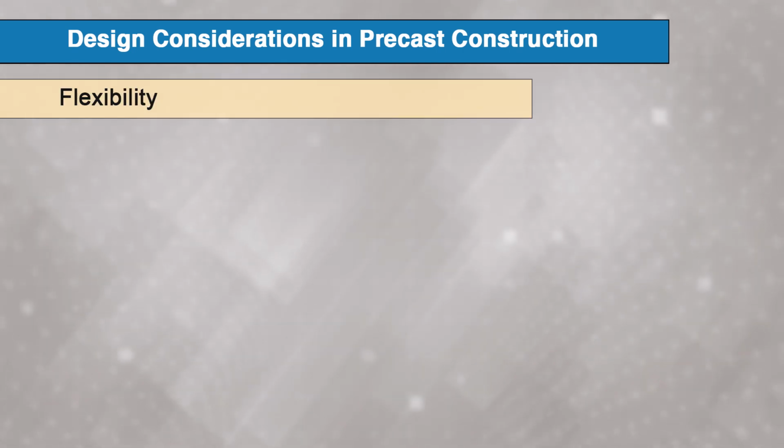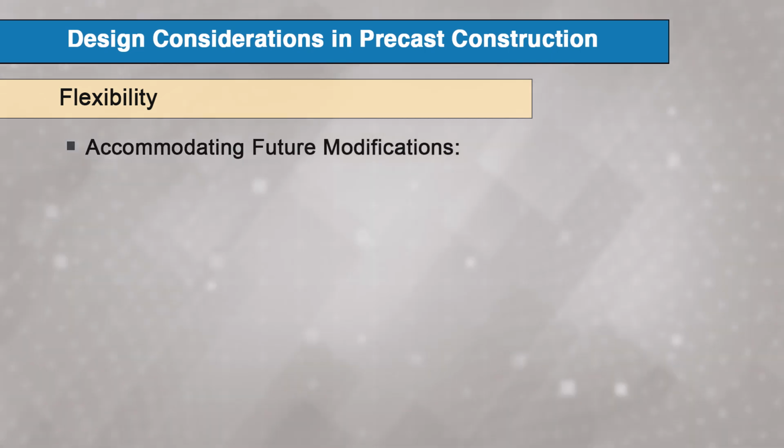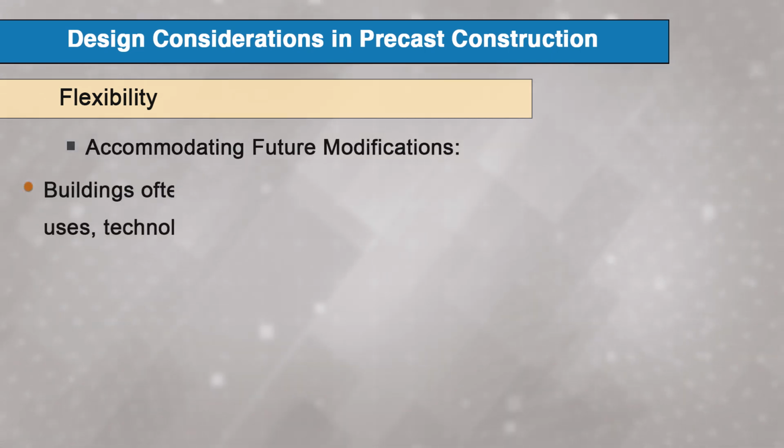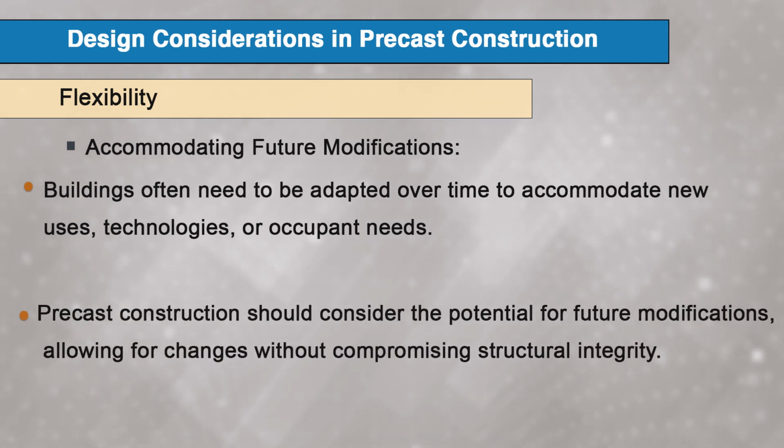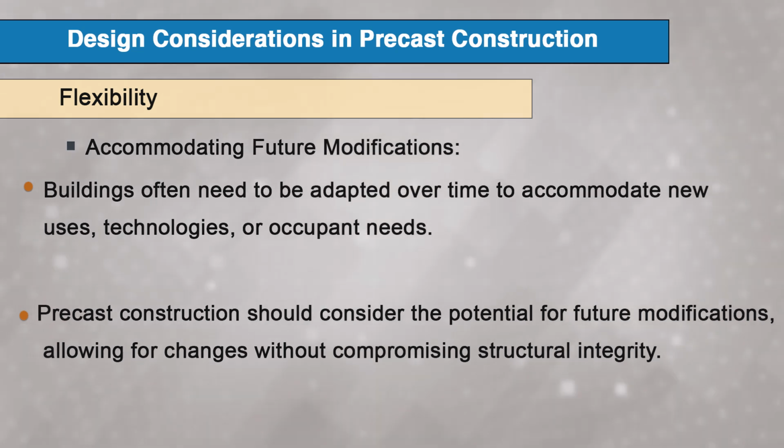And lastly, if we talk about the flexibility that accommodates future modification, buildings often need to be adapted over time to accommodate new uses, technologies or occupant needs. Precast construction should consider the potential for future modifications, allowing for changes without compromising structural integrity.